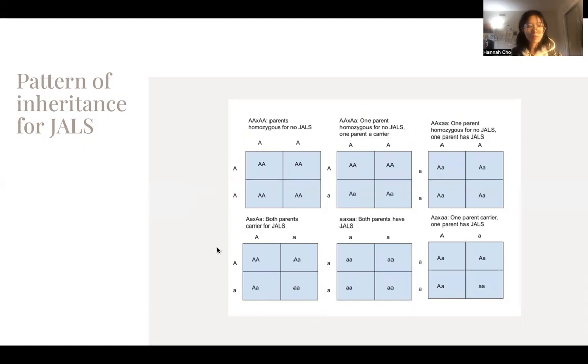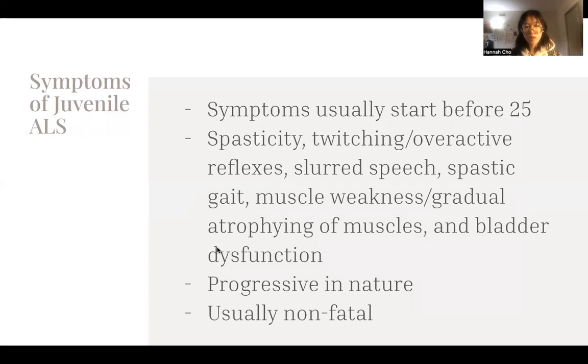Symptoms are spasticity, twitching and overactive reflexes, slurred speech, spastic gait, muscle weakness, gradual atrophying of muscles, and bladder dysfunction. These symptoms are progressive in nature. They usually start when you're really young, and they start growing larger and larger as you grow up, especially in your adolescent years. And juvenile ALS patients usually have a lessened lifespan, but it's only like 20 years less than normal lifespans.